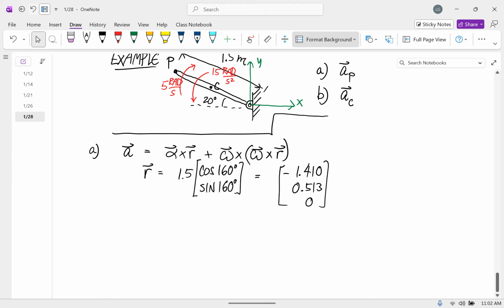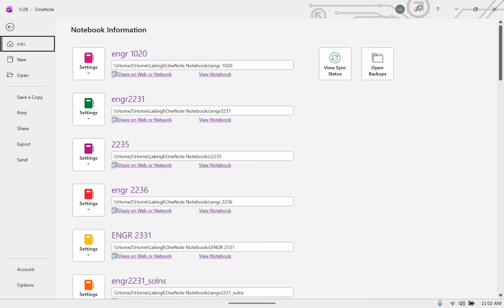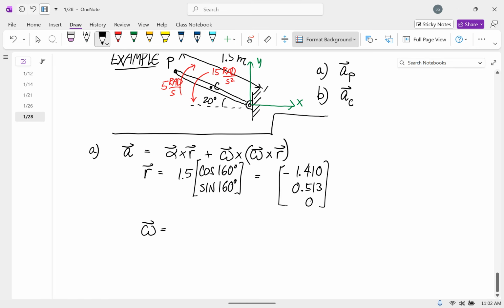And now let's think about the angular velocity. We're told that the magnitude is 5 radians per second. If you curl your hand in the direction of that angular velocity, and you can tell which is which from the units, by the way, it's going to be into the page, so negative Z. So the angular velocity is going to be 0, 0, negative 5.